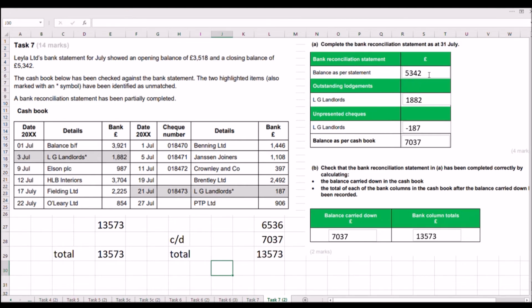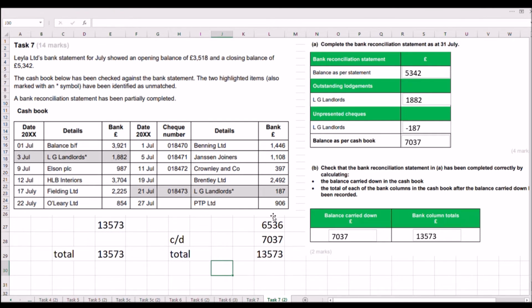So here's our balance for the bank statement. There's our outstanding lodgements, which we add on here. Here's our unpresented checks. Now I put these as a minus. You'd put this just as normal, but I put this as a minus to show that we actually deduct off our unpresented checks to get to the balance as per the cash book, 70037. And then it's saying check the amount, and what it basically means is it's just come up with the carry down figure in here. So here is our totals of this column here.